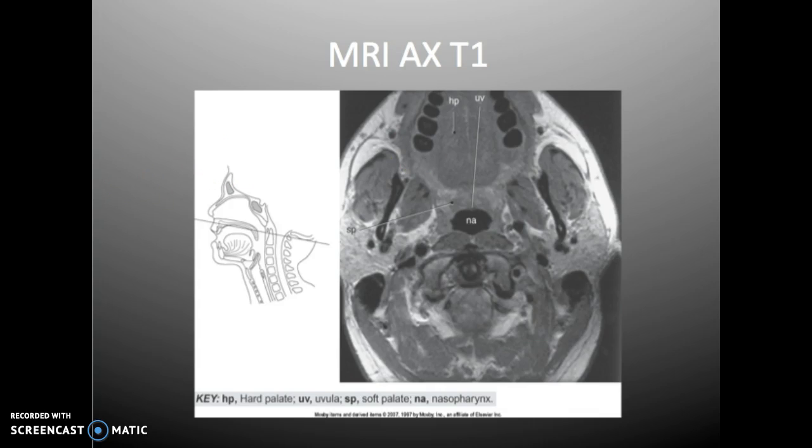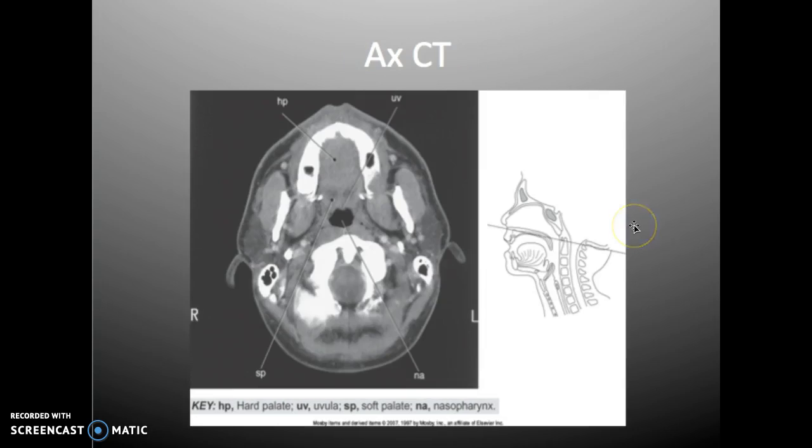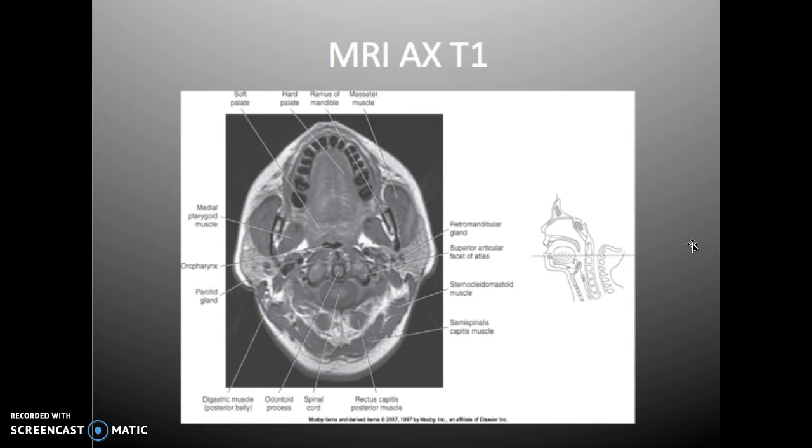So this is an MRI axial T1. You have your hard palate with your uvula, your nasal pharynx, and your soft palate is located there. This is your hard palate, uvula, and your soft palate right here with your nasal pharynx. You look to see how high we are so you know exactly where we're cutting through. This is MRI axial T1 with your hard palate, and you have your ramus of your mandible.